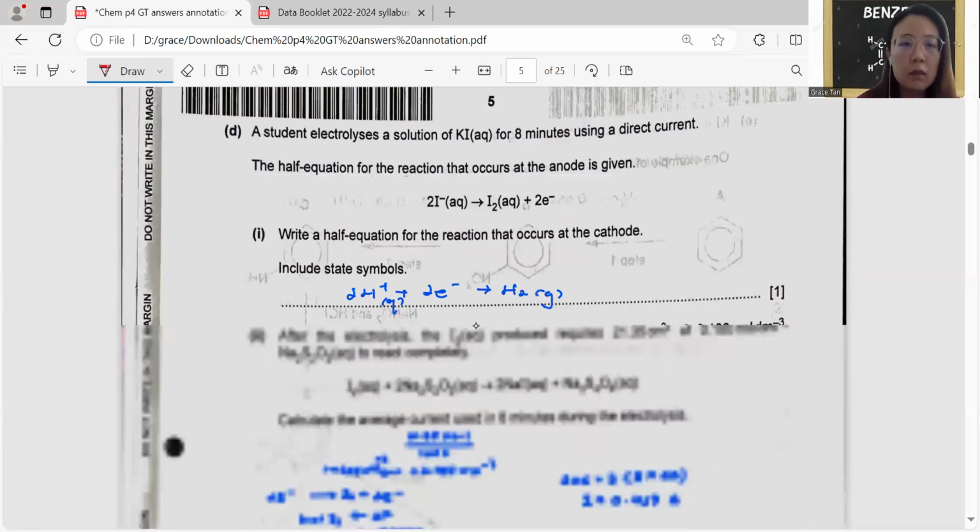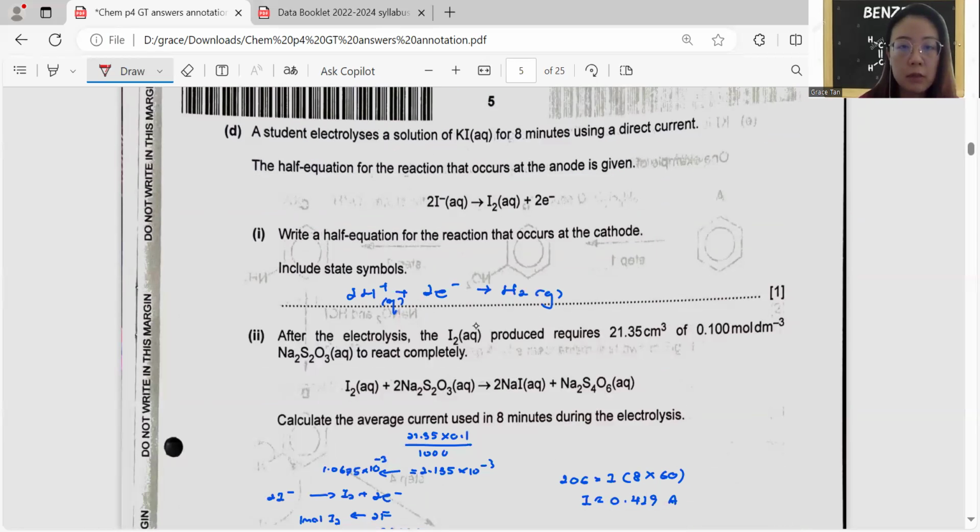Okay. The student electrolyzes a solution of aqueous potassium iodide for 8 minutes. Aqueous means there is competition of cations and competition of anions for the respective electrode. So the half equation for the reaction at the anode is given. Remember, anions move to the anode. So I- is an anion, it moves to the anode. Anode is forever oxidation. All right, true enough, you can see the equation is written in oxidation format. Okay, so they want you to write the half equation that occurs at the cathode. So cathode is for cation because it rhymes.